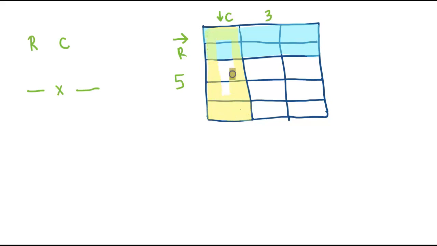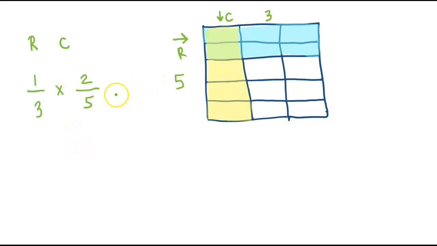So basically what this tells me is that I've got 1/3 shaded, which is represented with the yellow. And then I've got 2/5 shaded, because I've got 2 of 5 rows shaded.